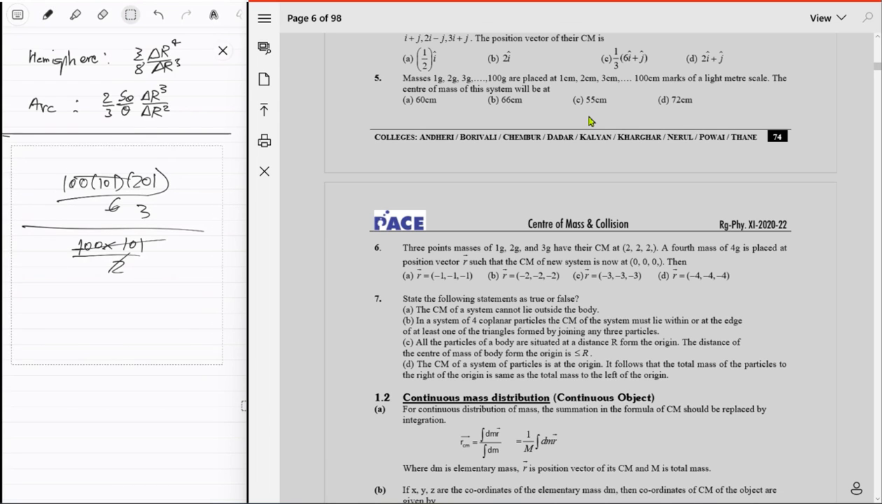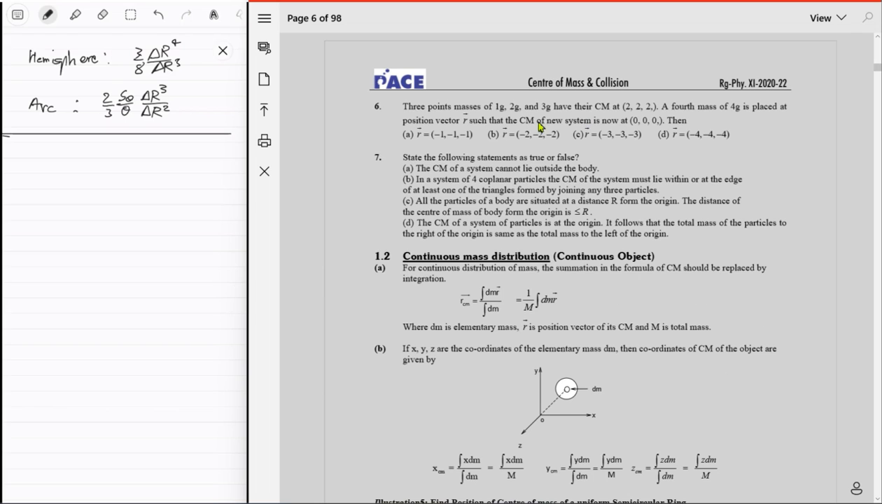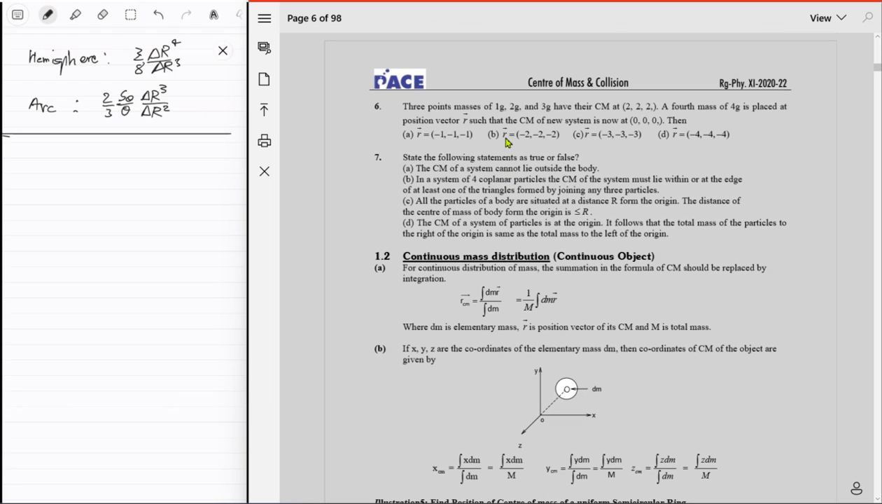Next question. Yeah, I mean, it does happen sometimes that they put up wrong answers, but then whatever. Ignore those. Three point masses. Okay, center of mass of these. Okay, their center of mass is given. A fourth mass of this guy is placed at. That was the thing, right? Summation of m_i. Yes, that's the thing actually. Okay, whatever. Center of mass of the new system is now 0, 0, 0, 10.